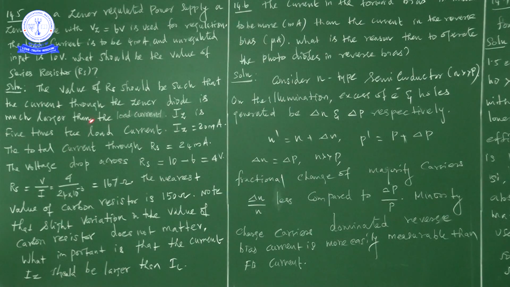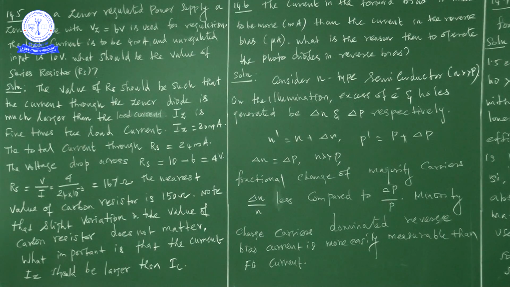What is the magnitude of the load current? It is 4 milliampere. So 5 times means 5 into 4, which is 20. So the current through the Zener is 20 milliampere. This is the basic assumption. If you want to calculate the Zener current, the basic rule is that the Zener current is always greater than the current across the load resistor.